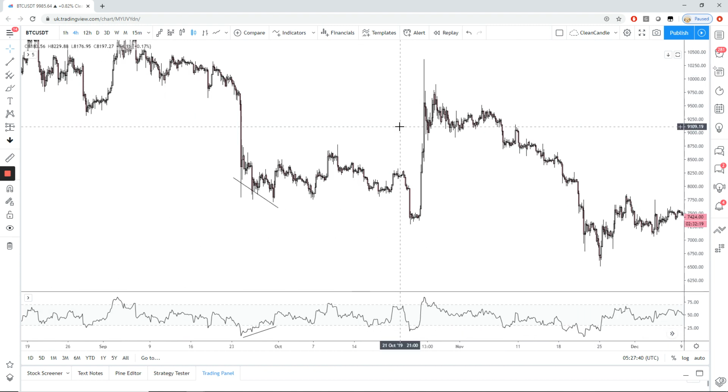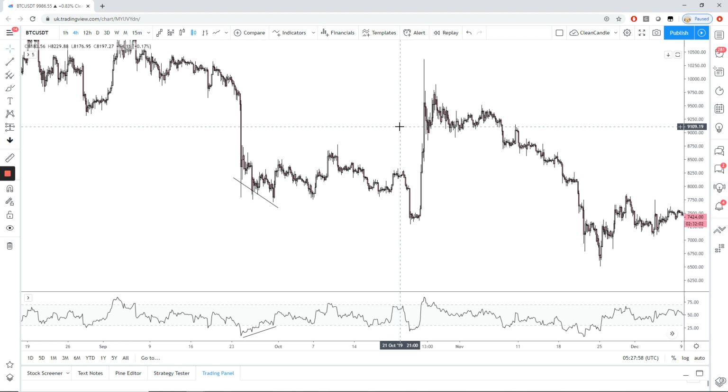All right, that's it for divergences. So look for them occurring in the extremes of RSI, above 70, below 30. Look for two clear peaks that are in short distance to each other. And do not extend your divergences out.